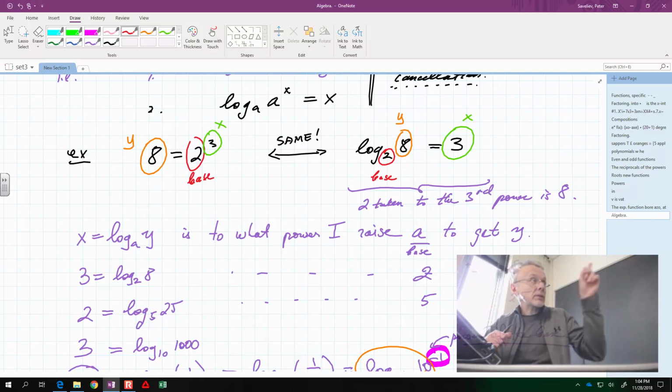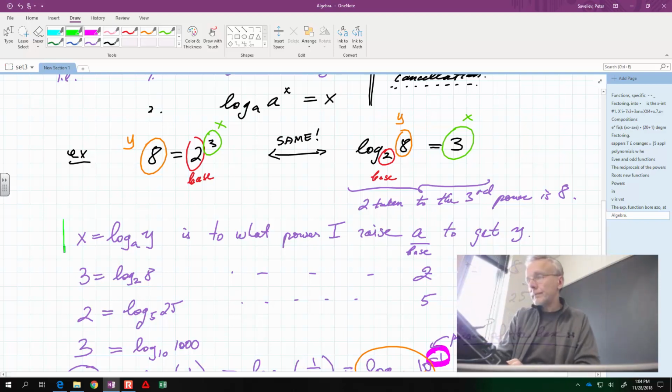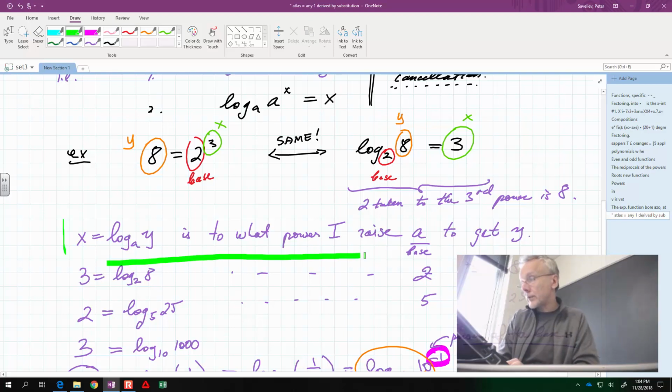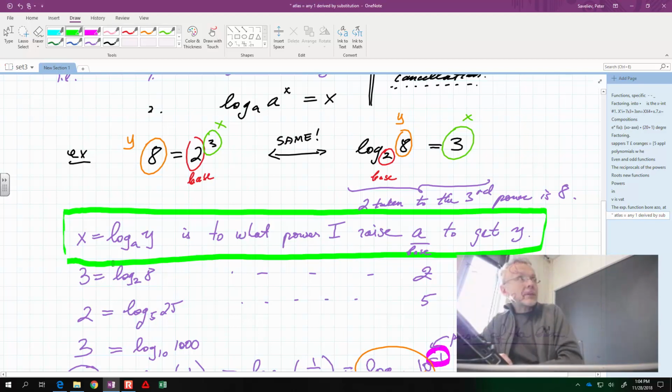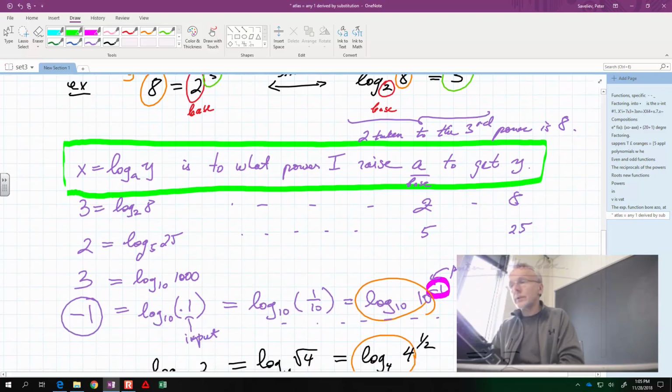So that's what we did below. What I have here is pretty much the definition of the logarithm, if you don't want to think in terms of functions. Log base a of y is: to what power do I have to raise a to get y? Then there are a bunch of examples of how it is done.